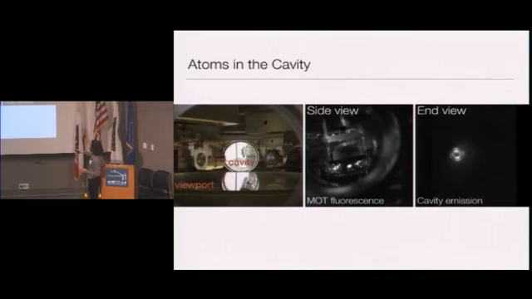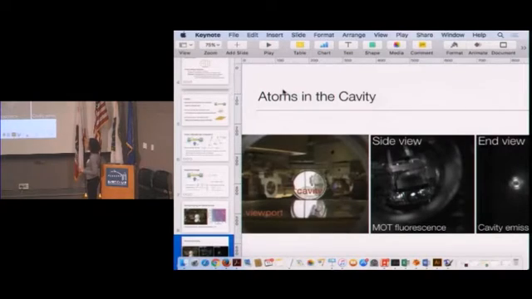So just to illustrate one more time, we have atoms in this resonator. We can see them scattering light into the mode, and the next stage is to actually control this scattering well enough to get those spin-spin interactions. I won't show you data from this setup yet, but we already know something about what we expect to happen.